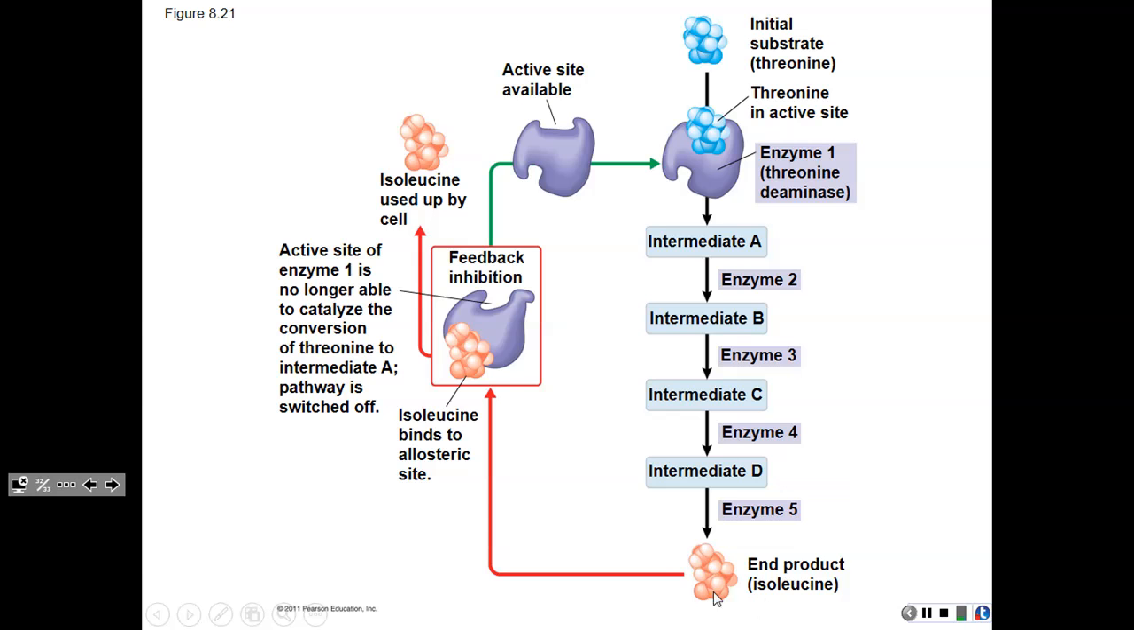When isoleucine levels are high, you know what happens? Isoleucine itself sits down on the first enzyme in this metabolic pathway, has an allosteric effect on that enzyme, changes the shape of the enzyme in a way that makes the active site no longer receptive to threonine. If threonine can't bind to the active site, it's over. None of the rest of this happens because you're never going to make intermediate A to tickle enzyme 2. You're never going to make intermediate B to tickle enzyme 3. You shut the whole thing down.